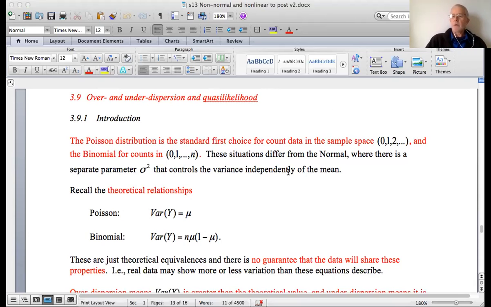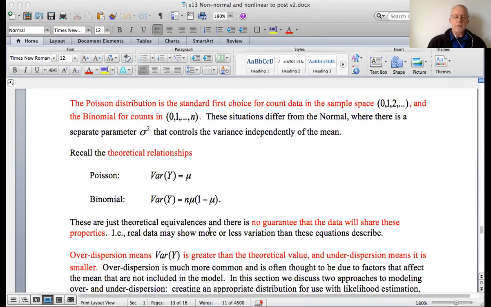Okay, here, think about this. Imagine somebody asked you to analyze normal looking data, but they said the variance always has to be equal to the mean. Well, you'd never try to do that, right? So you really wouldn't want to do that with a Poisson either. So the point of this over and under dispersion is that real data tend not to follow these restrictions.